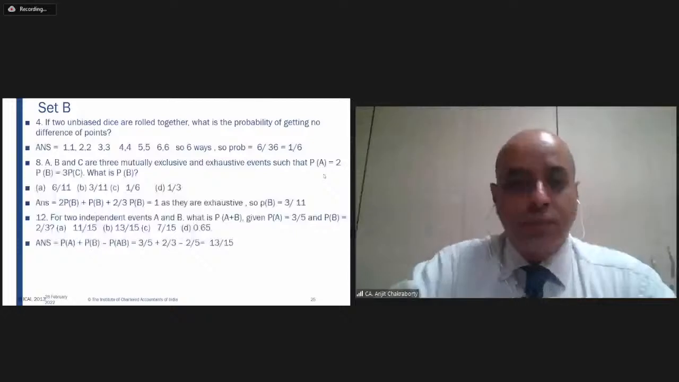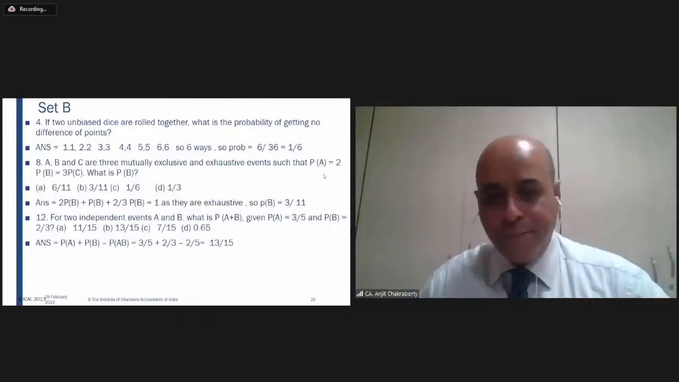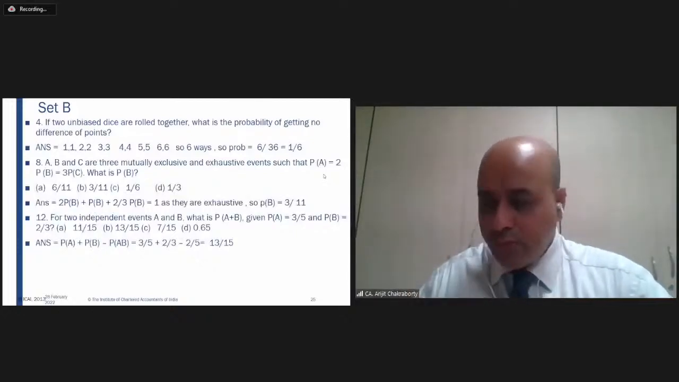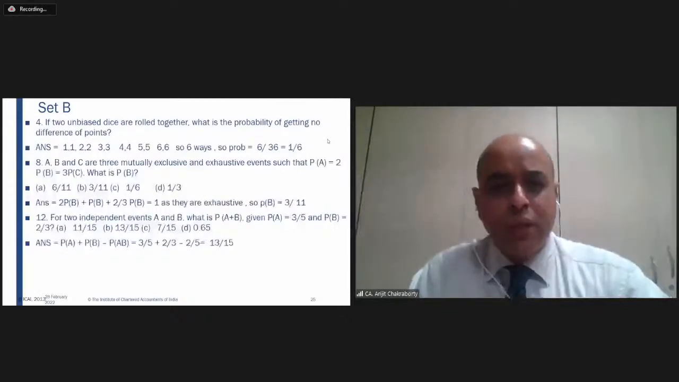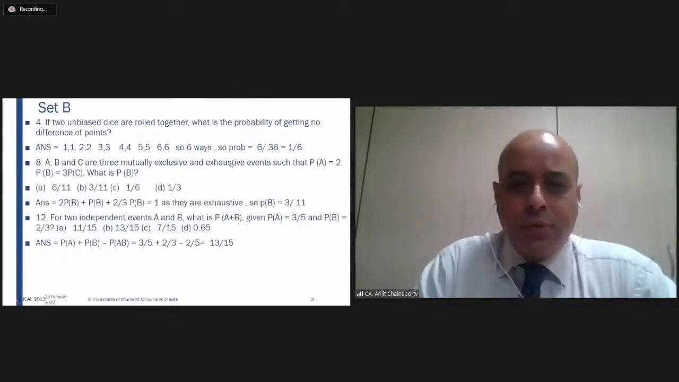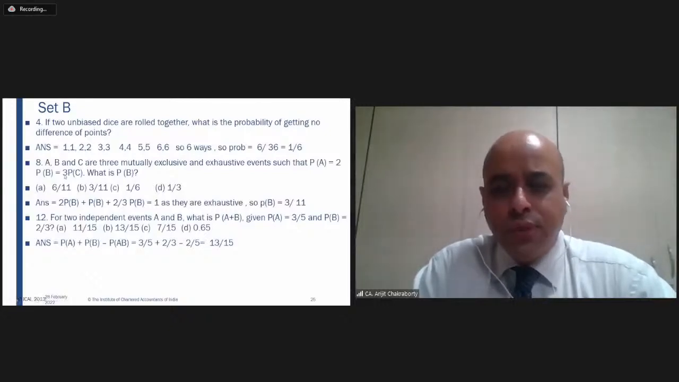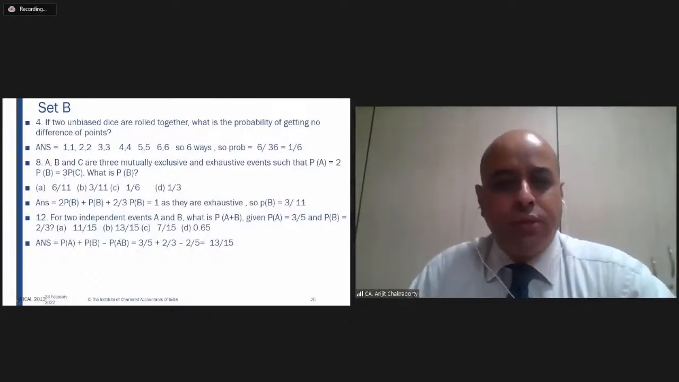So let us see how we are doing it. You can just use the formula. You see the relation is given 2PB equal to 3PC. Just use it. 2PB equal to 3PC.